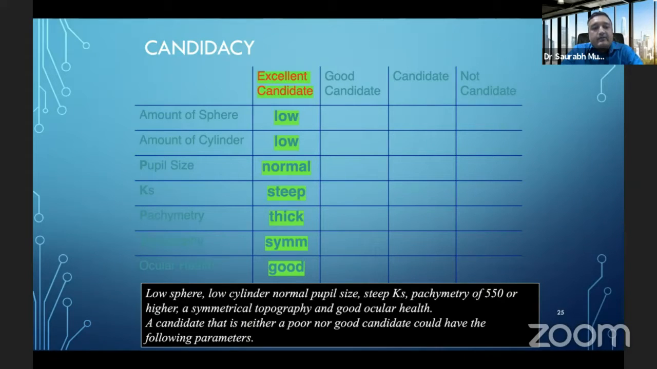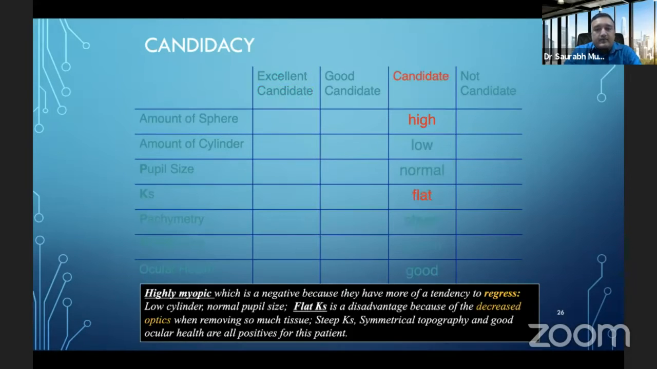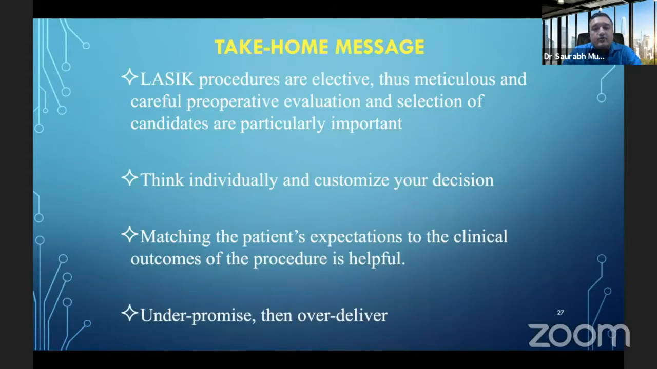An excellent candidate will be the one who has a lesser number, normal pupil, and the K reading on a little steeper side, 44, 46 like that, thick pachymetry, a symmetrical topometry, and good ocular health. A bad candidate will be the one who has very high myopia, because they generally tend to regress, or the one with a flatter K, because then the optical quality decreases. So accordingly, you have to correlate and customize your decision based on the individual topography and individual patient.